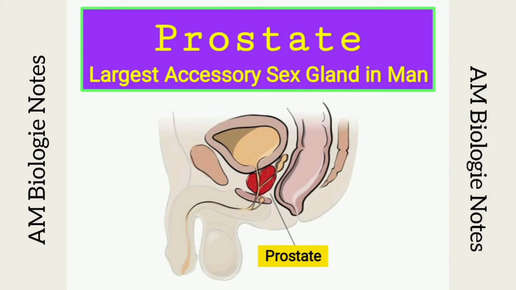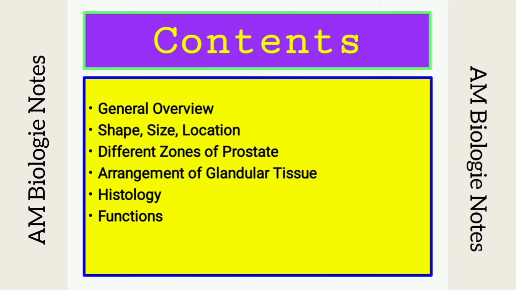Today I will discuss the prostate gland, which is the largest accessory sex gland of the male reproductive system in human. Contents of the video include general overview, location, shape and size of prostate gland, different zones of the human prostate gland, arrangement of glandular tissue in prostate, histology and functions of prostate gland.